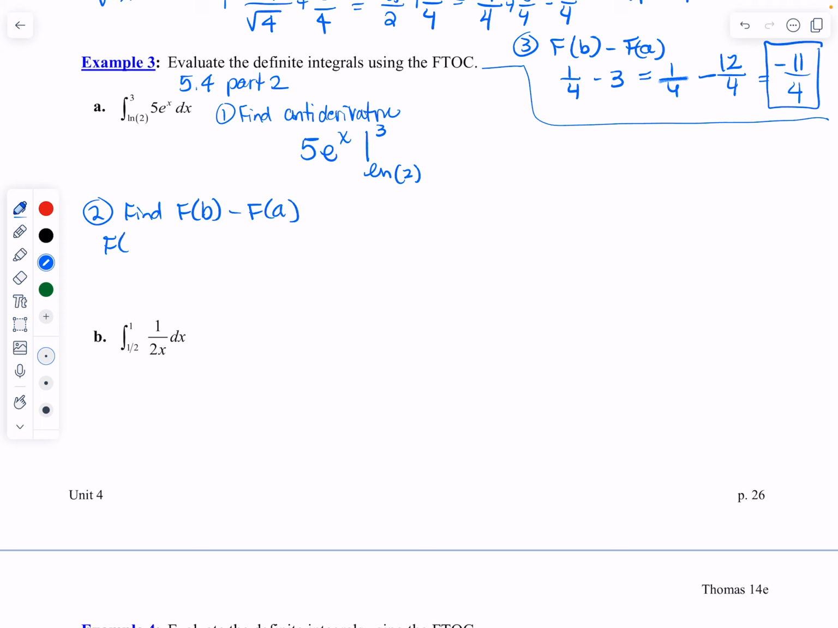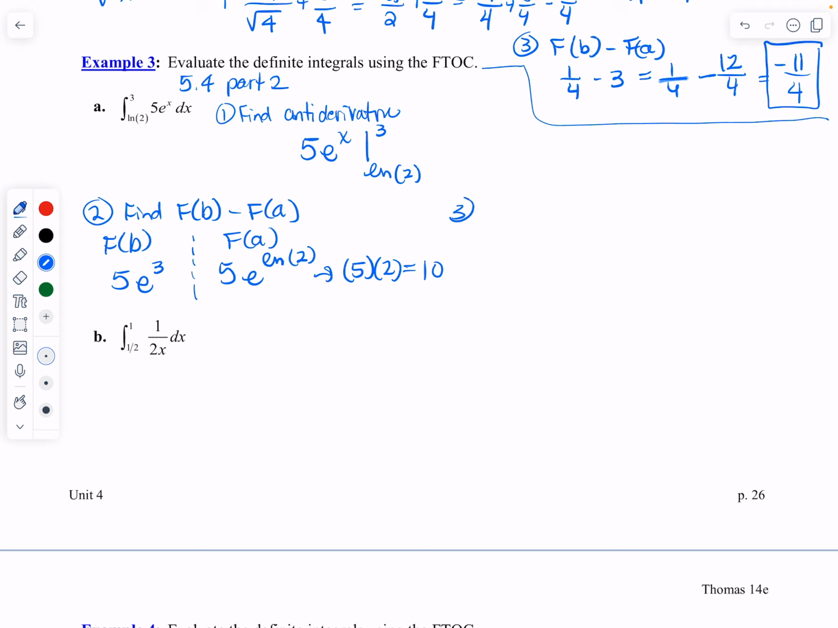So F at b, we're going to plug and play. So 5 times e to the third, and that's it. Okay, F at a, I'm going to find that. So I have 5 times e to the ln 2. I don't know if you guys remember from algebra, but e to the ln 2 is just 2. So this becomes 5 times 2, which is 10.